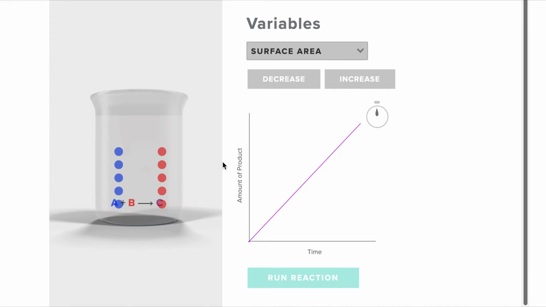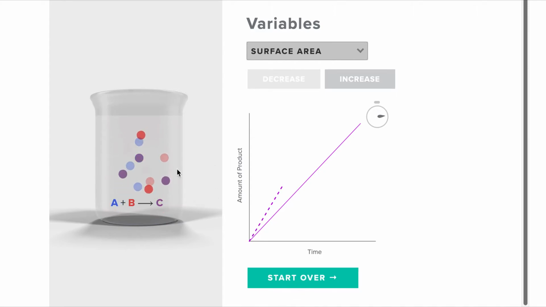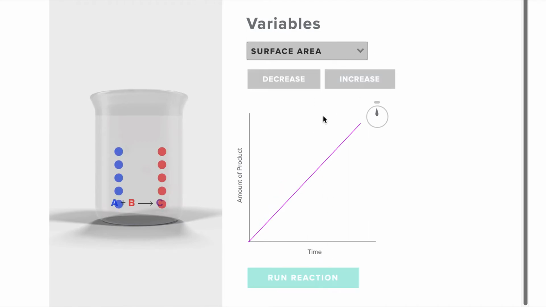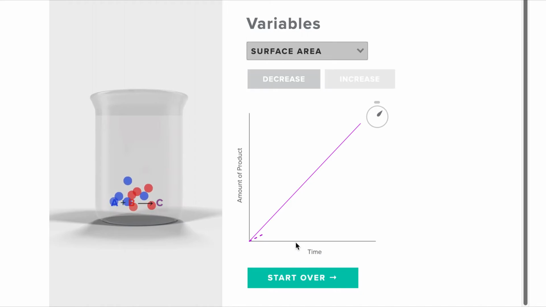Let's take a look at surface area. If we were to increase surface area, think of a sugar cube. If I were to crush it, that increases the surface area, and therefore it dissolves a lot faster, right? But let's take a look at what would happen if I didn't, and instead I just put a sugar cube in water. It would take a lot longer for the reaction to happen.